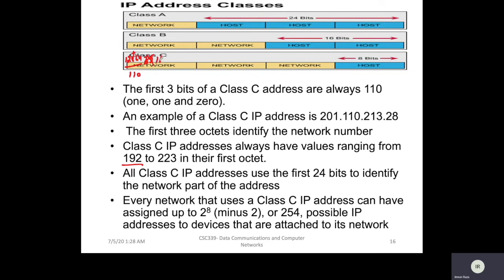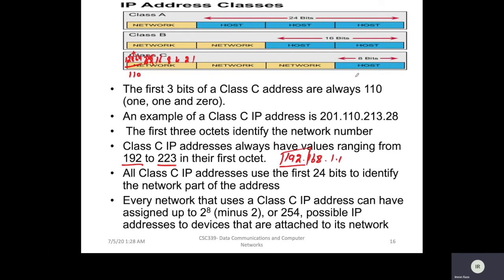If I assume that all other bits in the leftmost octet are also set, so I have 16, 8, 4, 2, 1, and I add 128 plus 64 plus 16 plus 8 plus 4 plus 2 plus 1, this gives me 223. So the effective range of class C IP addresses is between 192 and 223. The IP address of your PTZ router, for example, is 192.168.1.1. So I can quickly identify, just looking at the first decimal value, that this address belongs to class C, because this value is between 192 and 223.